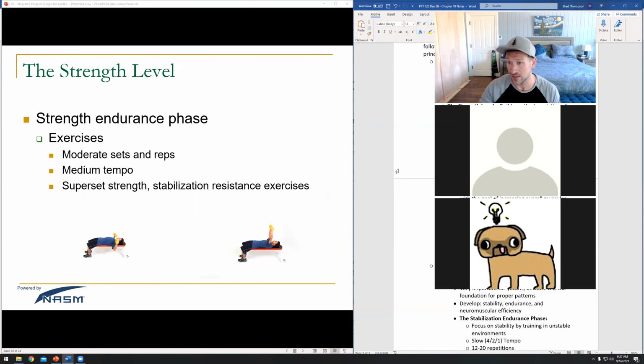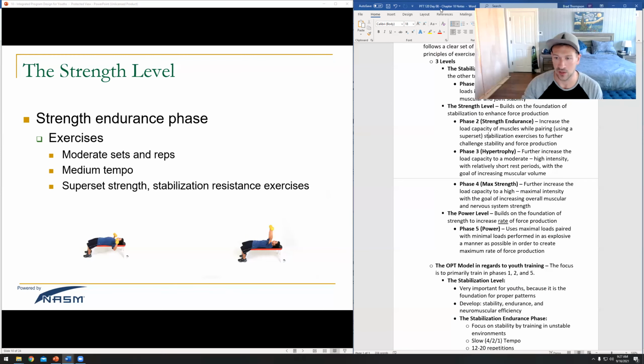But it is an example of a superset. You do one, you don't rest, you do the other. But a strength endurance superset has to be for the same muscle group, and it has to be strength first, stabilization second. So let's go ahead and build one of those, shall we? Strength endurance, again, increasing the load bearing capabilities while using a superset of stabilization exercises to further enhance that stability.